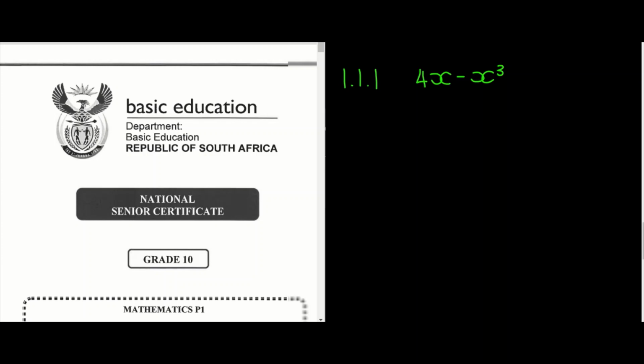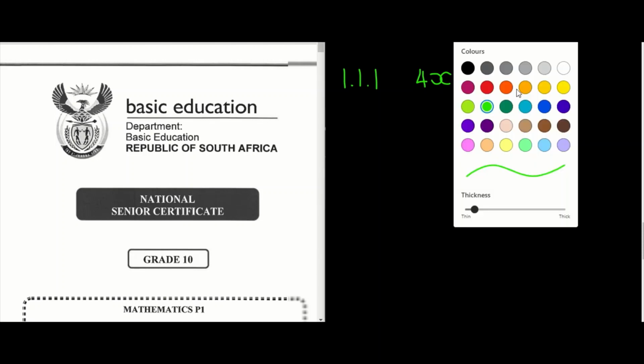Hi everyone! In today's video I'm going to be working through question 1 of a grade 10 past paper for Maths paper 1. You'll see these are mostly factorising and simplifying algebraic expressions. I'm going to try and make my way through the rest of the paper, but let me know if there's any particular questions you want me to have a look at.